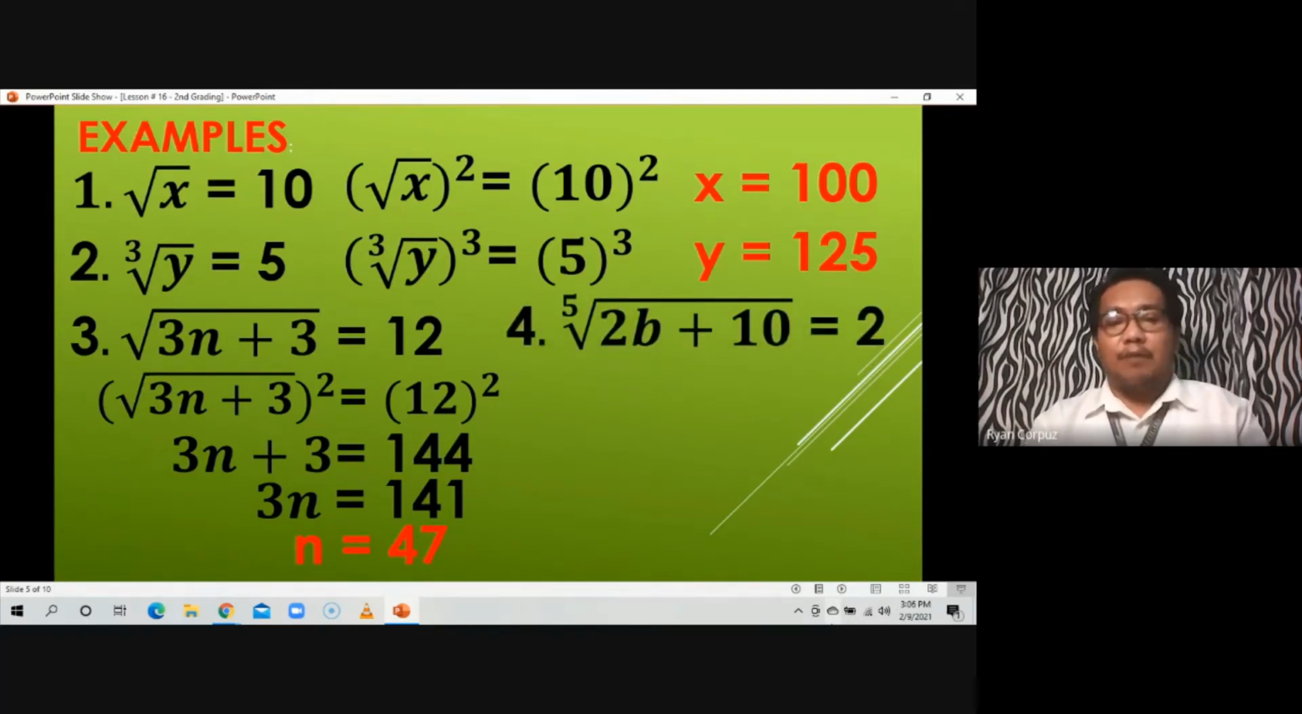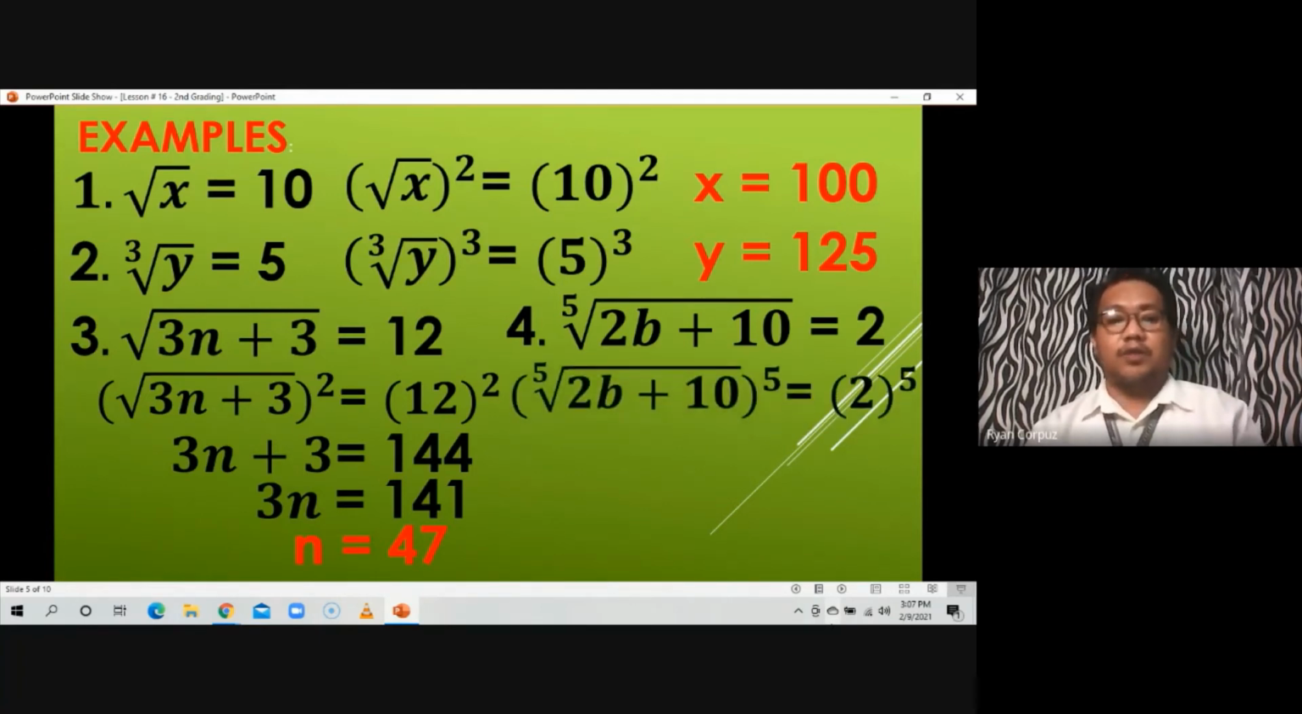So the given example number 4 is the fifth root of 2b plus 10 is equal to 2. So again, your purpose is to remove the radical sign first so that we can easily answer this given equation. So the given root here is the fifth root. So you want to remove that fifth root sign. That is by simply raising both sides of the equation by the power same as the index. So since fifth root yun, ang i-remove natin, so we are going to raise both sides of the equation by 5. So the fifth root of 2b plus 10 quantity raised to 5 is equal to 2 raised to 5.